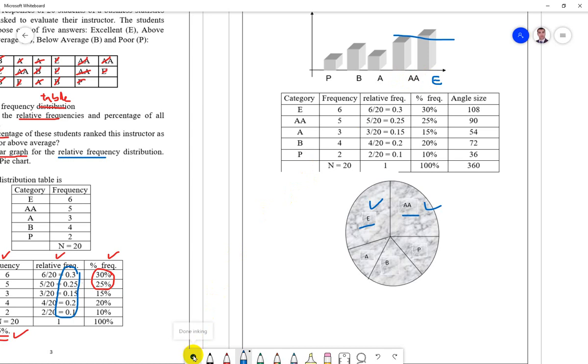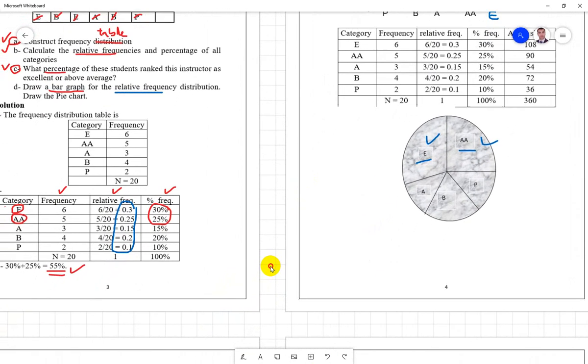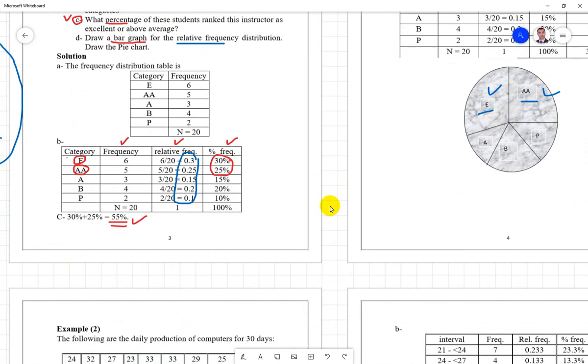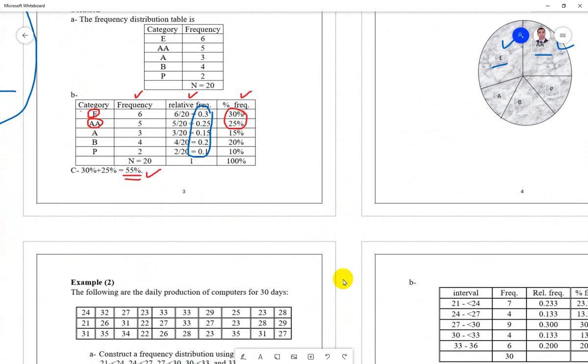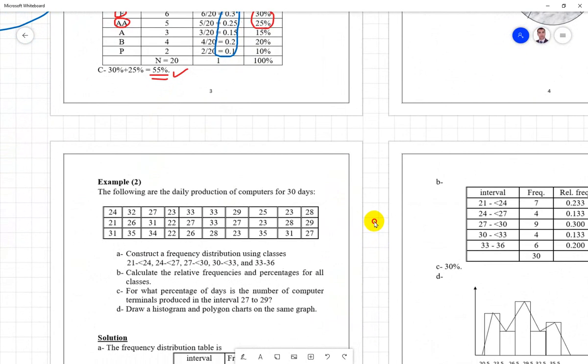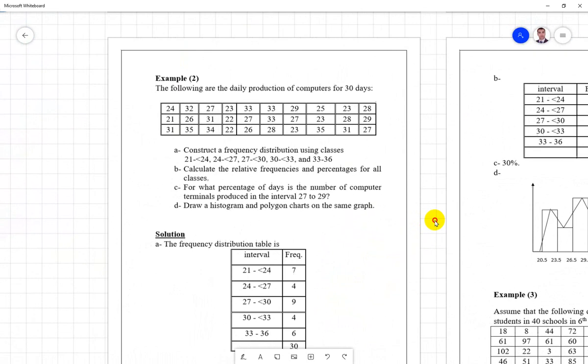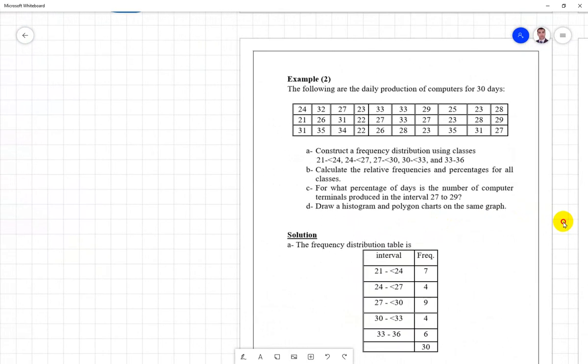Okay, so anyway, now we've finalized how to visualize the qualitative data: how to present the qualitative data in a frequency table, how to visualize it, how to find relative frequency and percentage frequency, and use them to answer some questions. Now we can move to how to present quantitative data in a frequency distribution, and how to visualize that using a histogram and some other graphs.